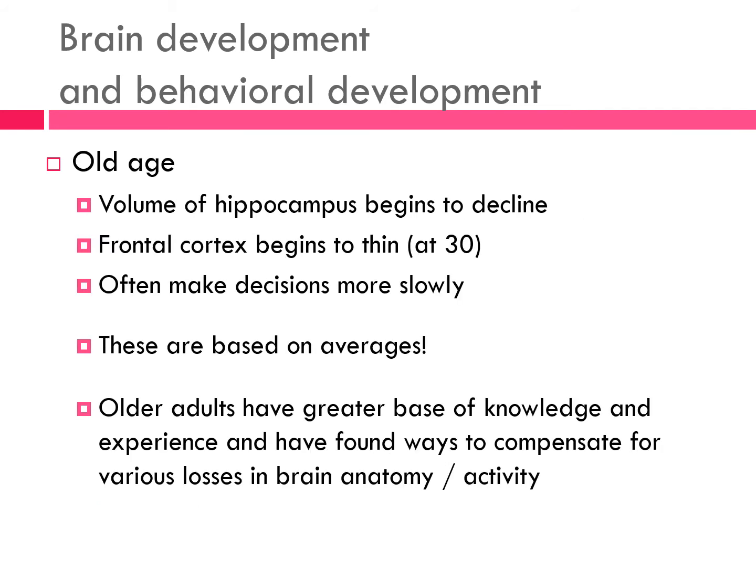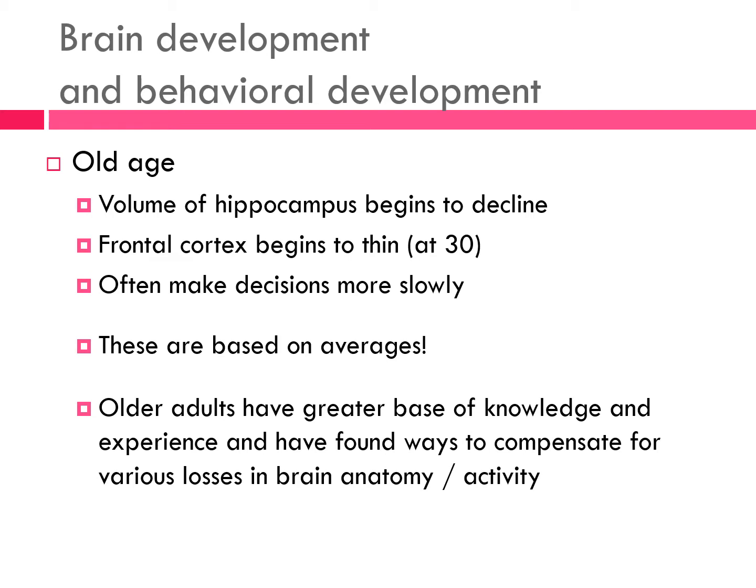The other time he talks about is old age, although some of this starts pretty young. The volume of the hippocampus begins to decline. The frontal cortex begins to thin at age 30. So some of this is really beginning in our young adulthood. People who are older usually make their decisions more slowly. But all of this is important.